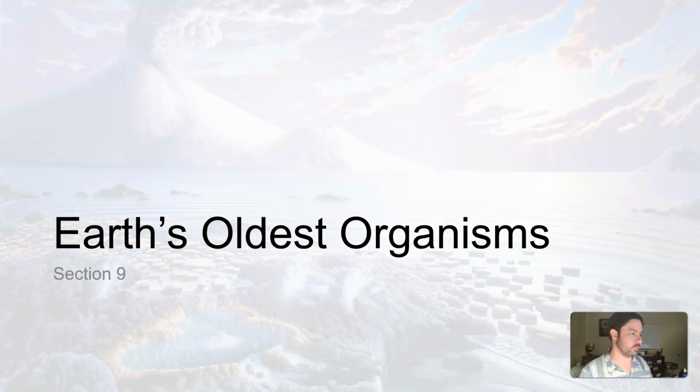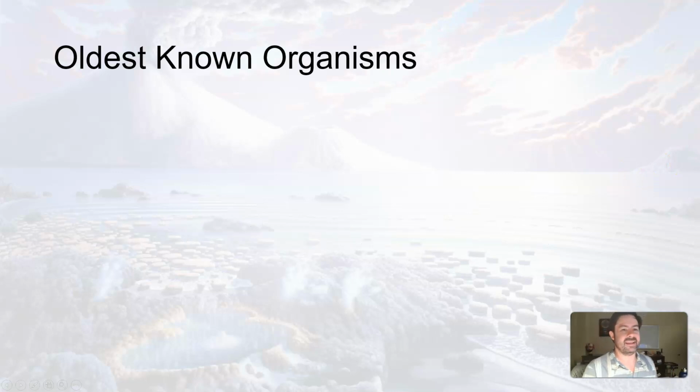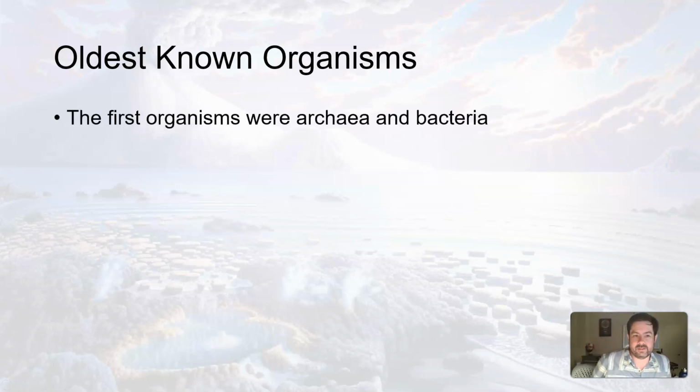All right, let's talk about Earth's oldest organisms. There wasn't too many things happening in the Archean eon, but let's touch on it because this is where life got started. In fact, you've actually been looking at the Earth's oldest organisms this whole time. It's these little round things that you see, barely, in this very subtle image in the background. The first organisms were archaea and bacteria.